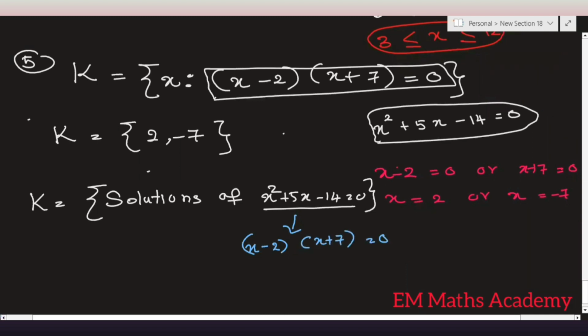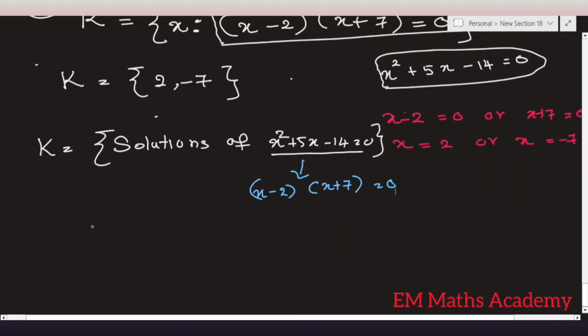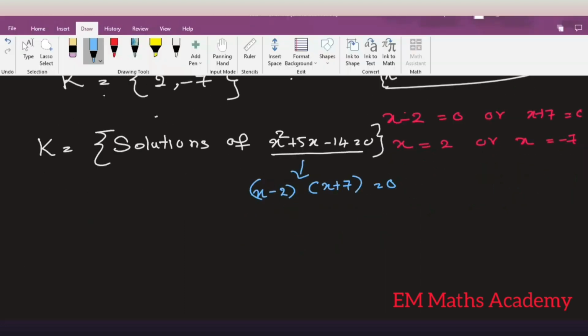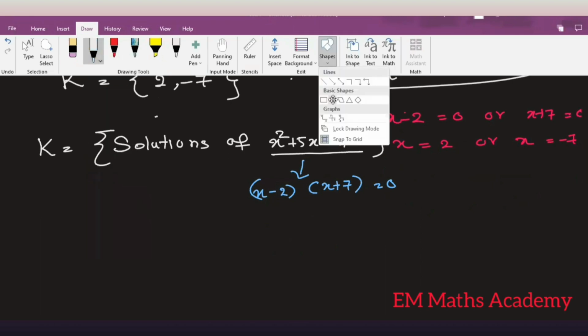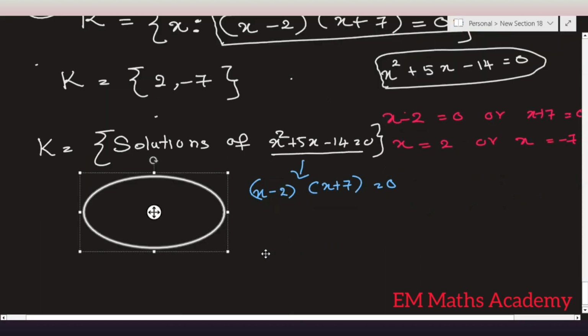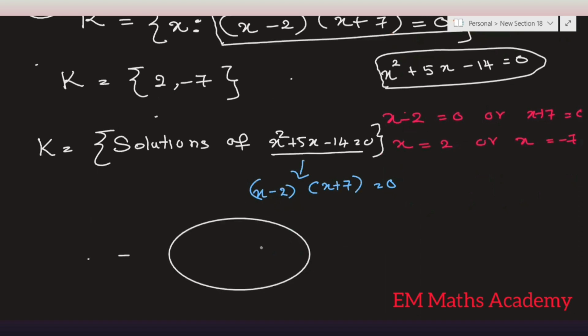x minus 2 into x plus 7 equals 0. Doesn't matter. Okay? Instead of this you can write like this. Venn diagram method එකකින් ඕනද? No, you know, it is very simple. You have to write this within a closed plane figure. Okay. Then name this K. It is 2 and minus 7. Okay, let's move to another one.